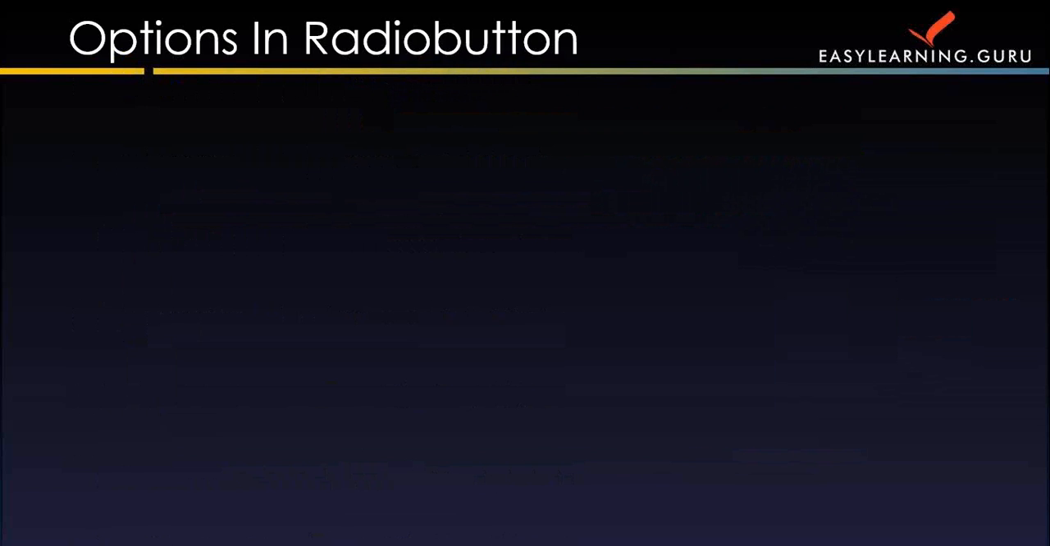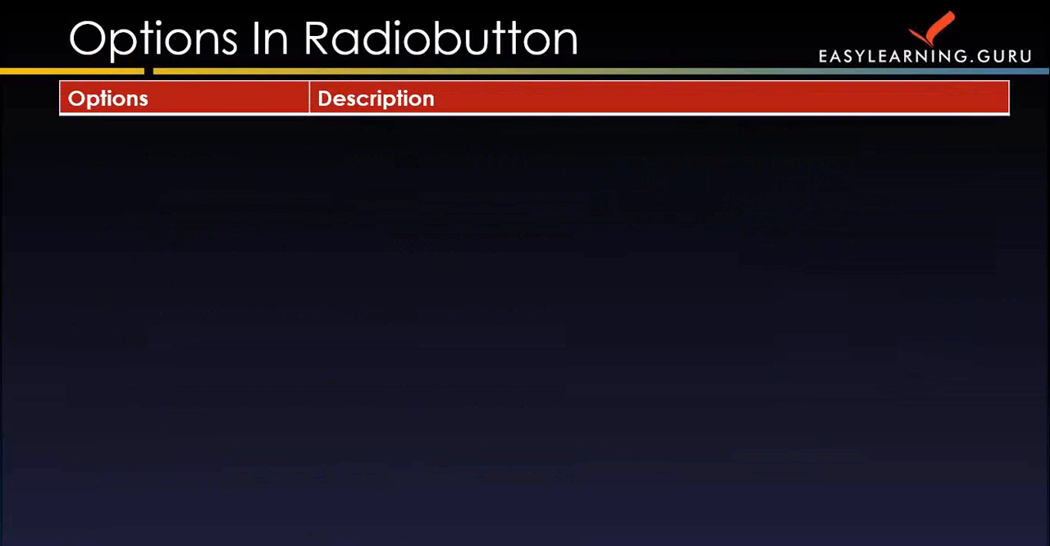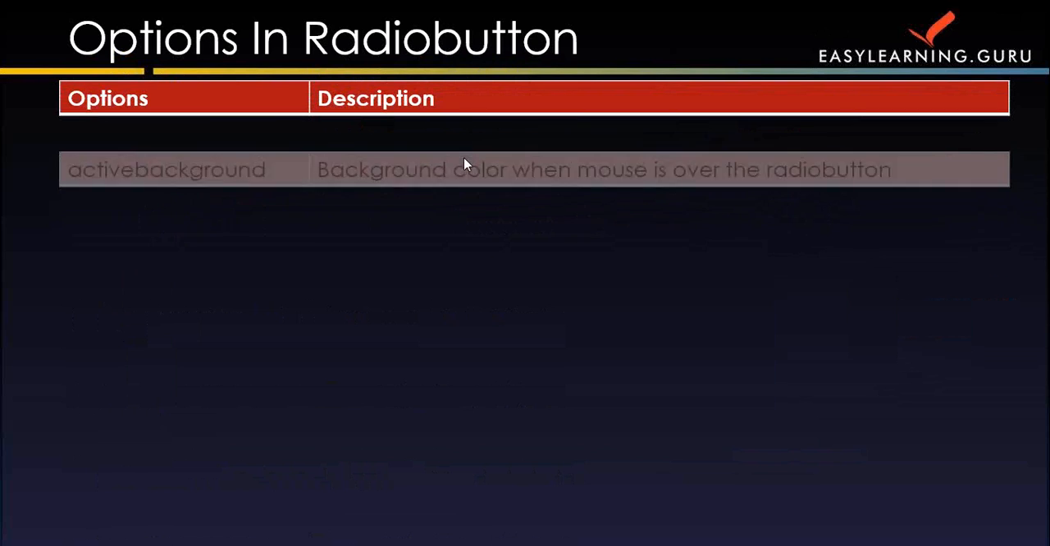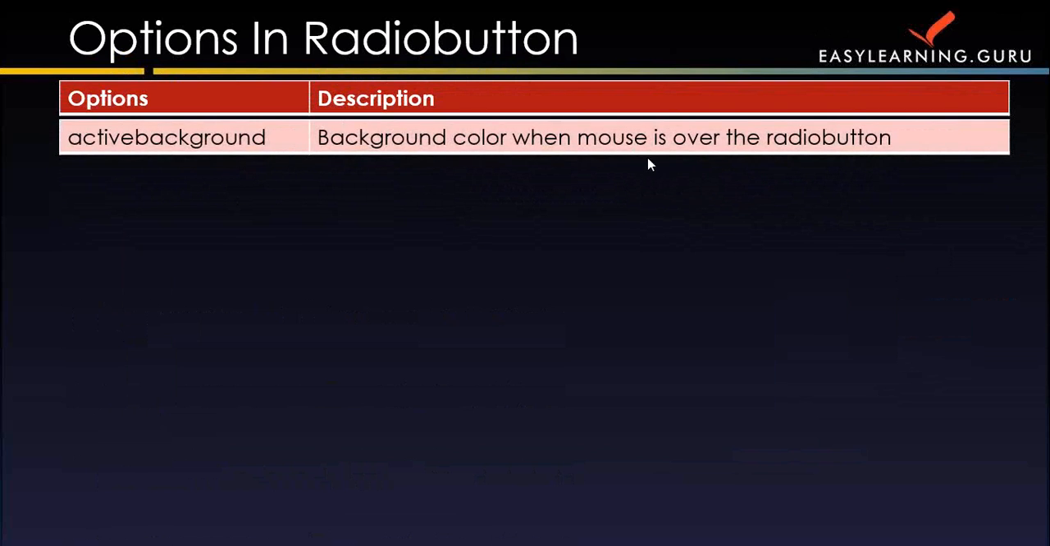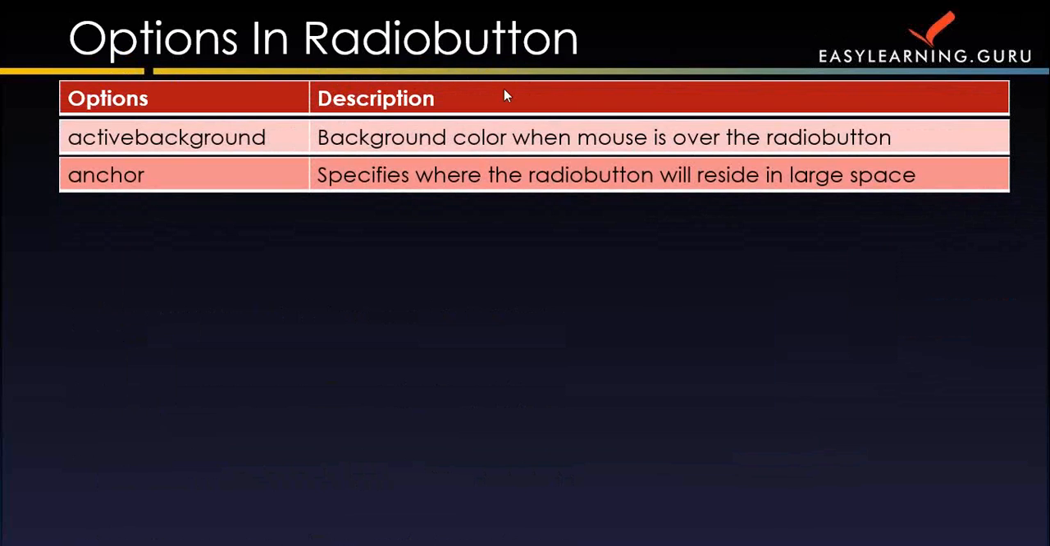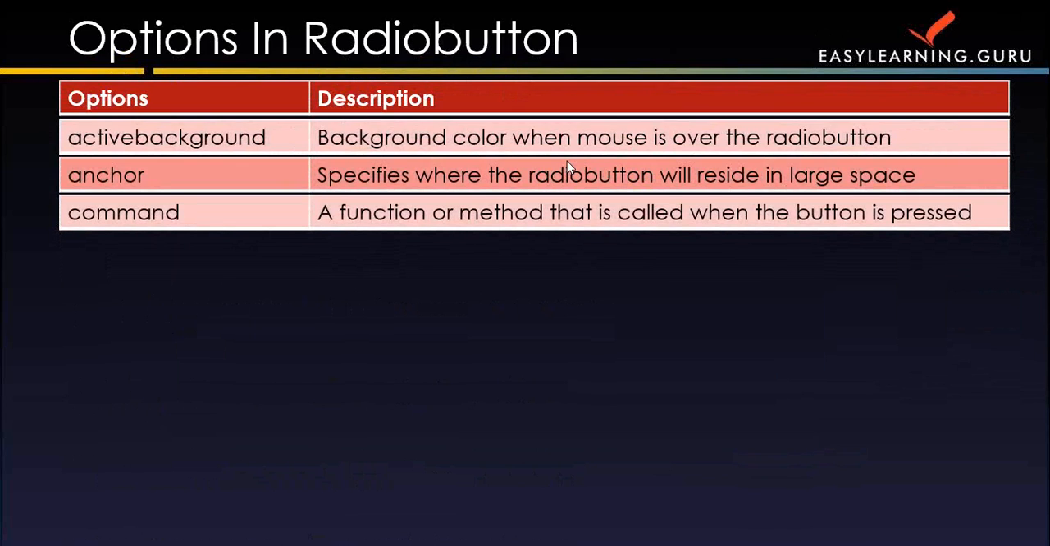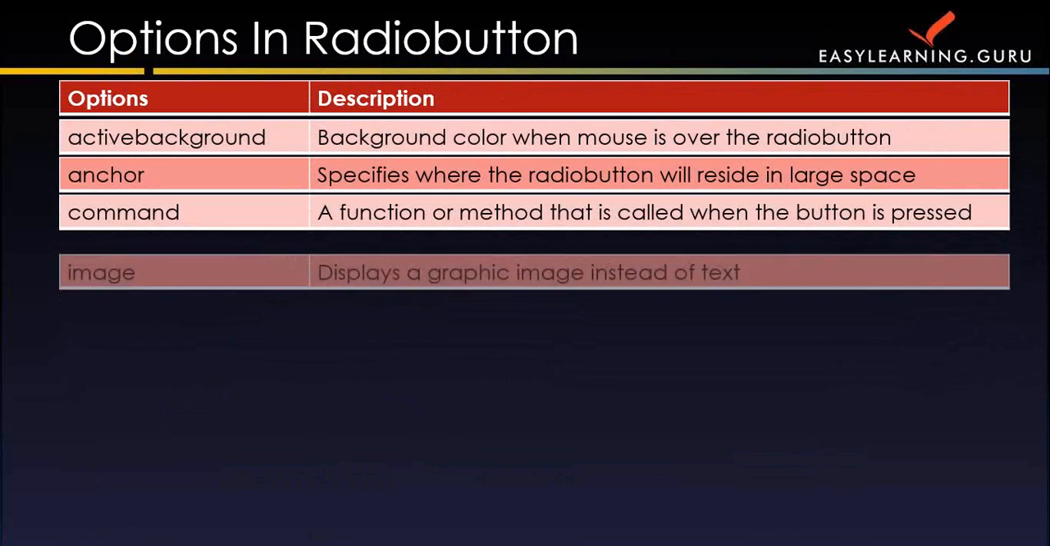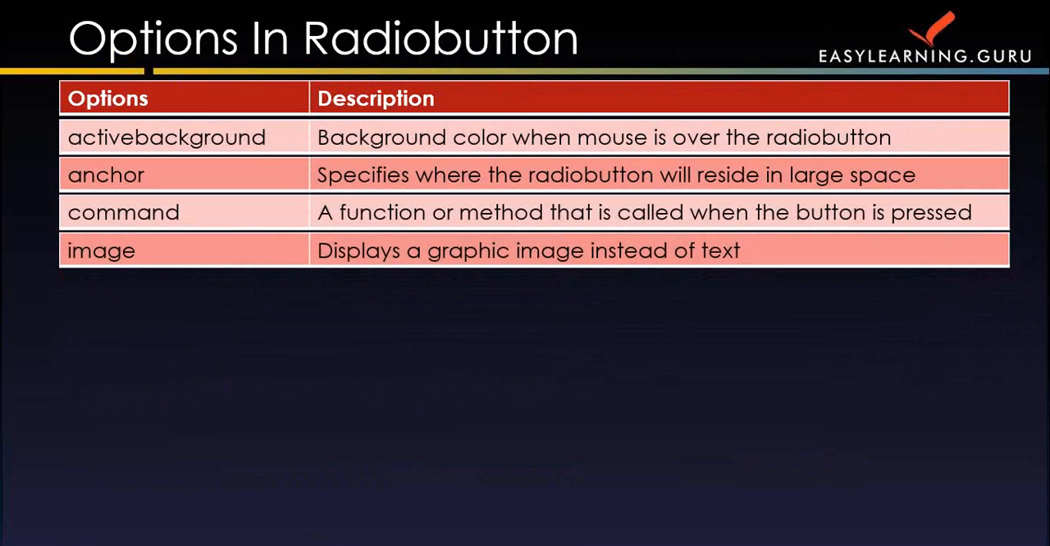Following are the options which can be used as key-value pairs for configuring the radio button. The very first one is your active background. This is to give the background color when the mouse is over that radio button. Then we have anchor, which specifies where the radio button will reside in the allotted space, that is north, south, east, west, or northeast, and so on. Next we have your command, that is a function or a method that is to be called when the button is pressed. Then we have image. This is used to display a graphic image instead of text.